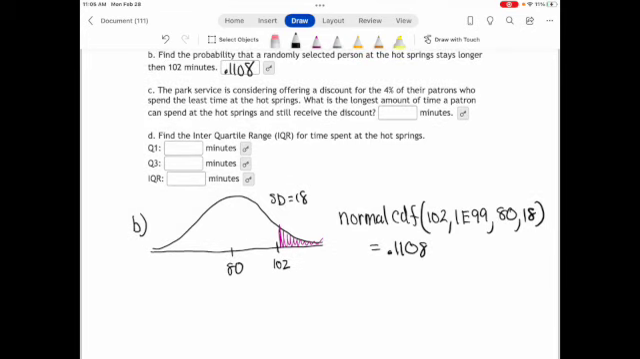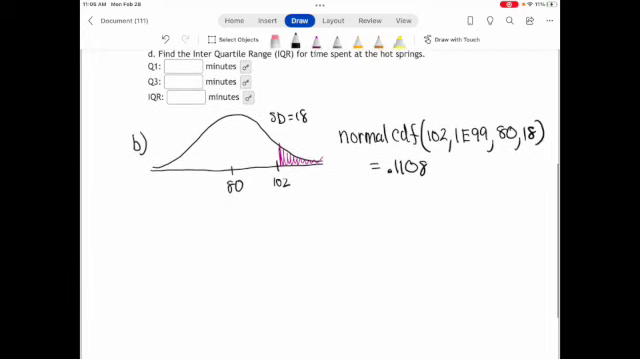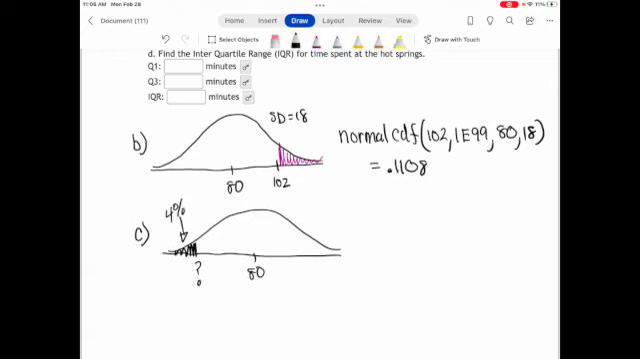Okay, now in part C it says, the Park Service is considering offering a discount for the 4% of patrons who spend the least amount of time at the hot springs. What is the longest amount of time that they can spend at the hot springs and still receive the discount? So the author of this question is looking for that cutoff point for the lowest 4%. So if we look at our picture, lowest 4% is going to be over here. We're looking for that value that gives us the cutoff point for that lowest 4%.